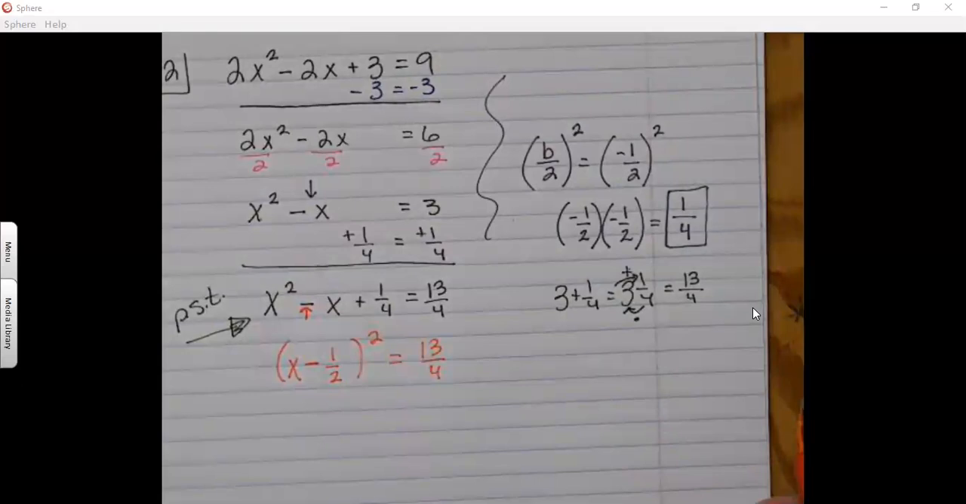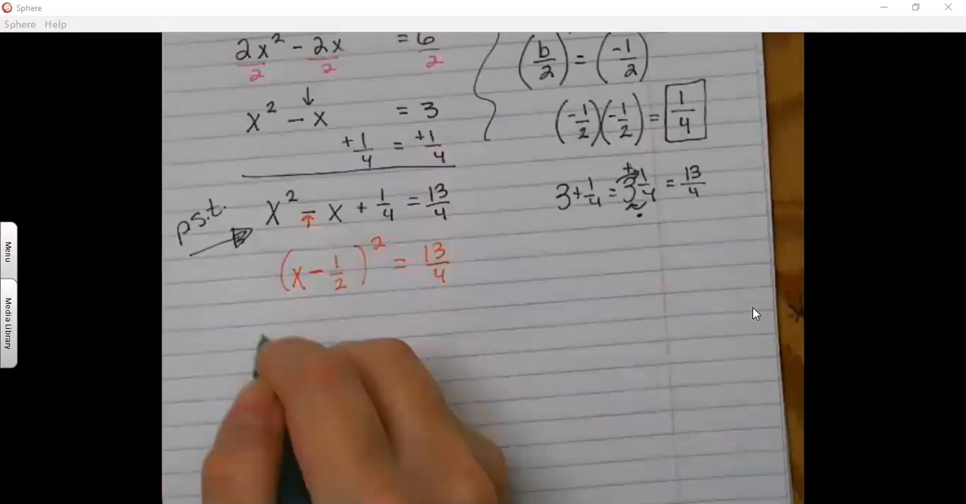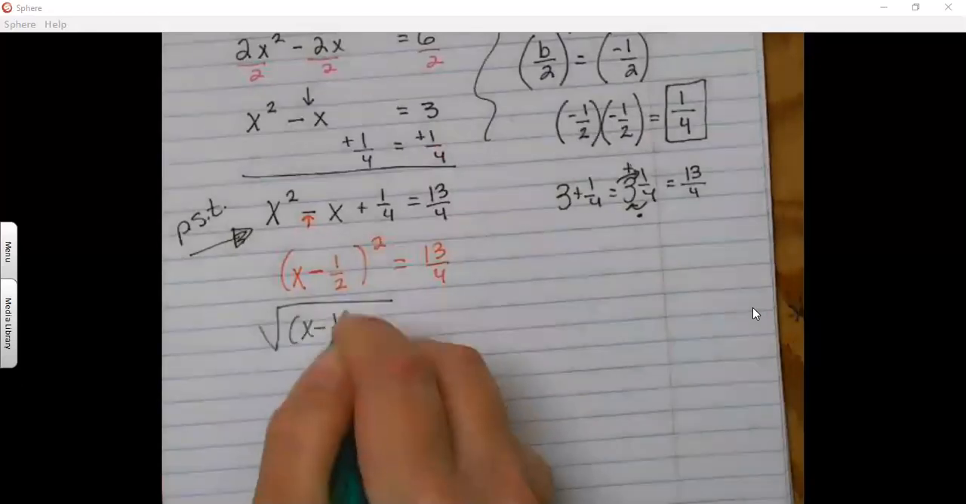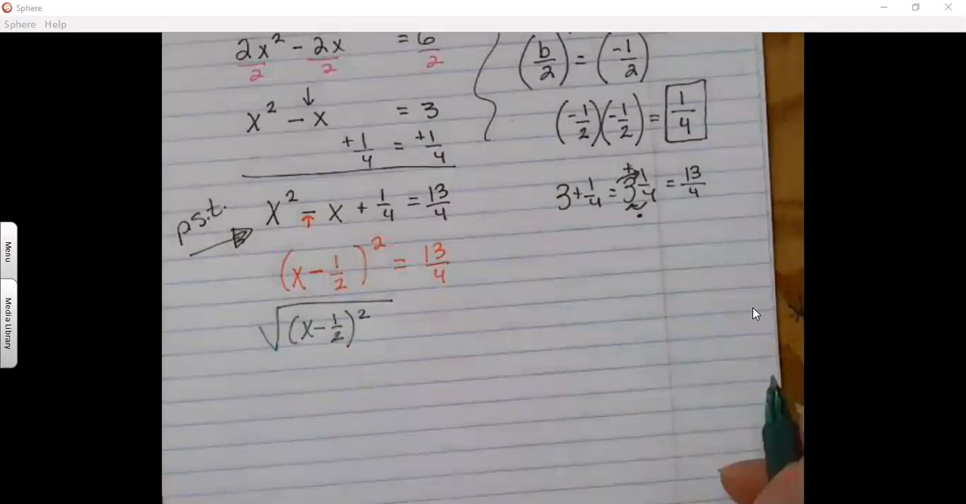Next step says, step number 5, take the square root of both sides of the equation. Make sure to take the positive and negative square root of the right side of the equation, okay? So we're going to take the square root of x minus 1/2 quantity squared. We don't do positive and negative on that side. Equals, we do take the positive and negative square root of the right side.